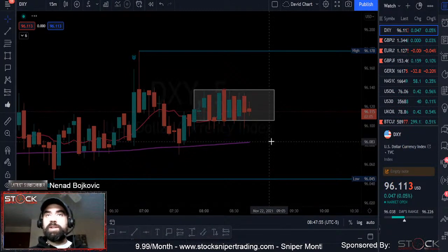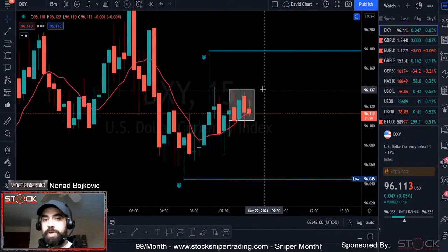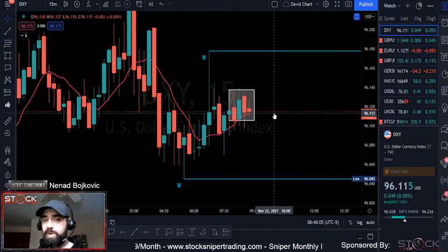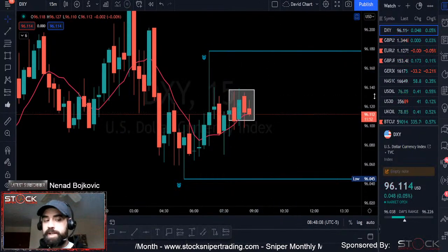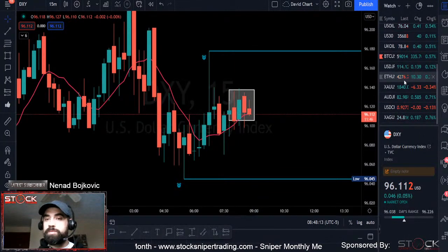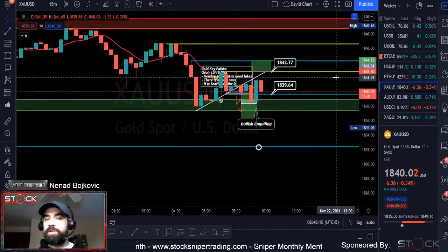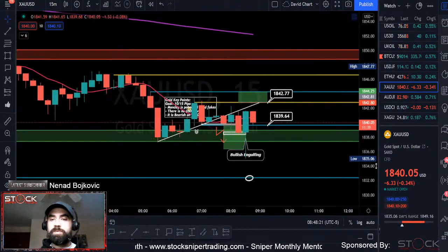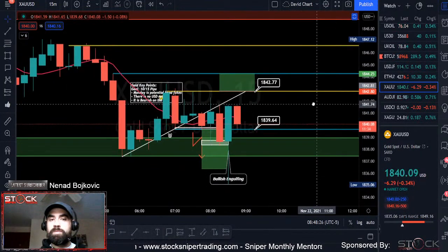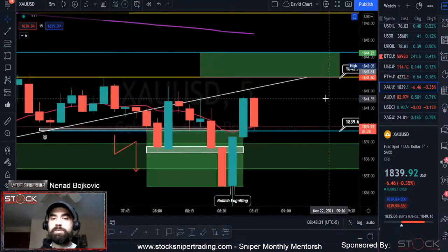You can see on the 15 minute that we're holding above the 9, but it's still not having that momentum push. So it's trying to break above 96.138, and the overall target is up here. But not much movement yet in terms of the dollar index. So there's gold in the 15. Let's go back down to the 5.